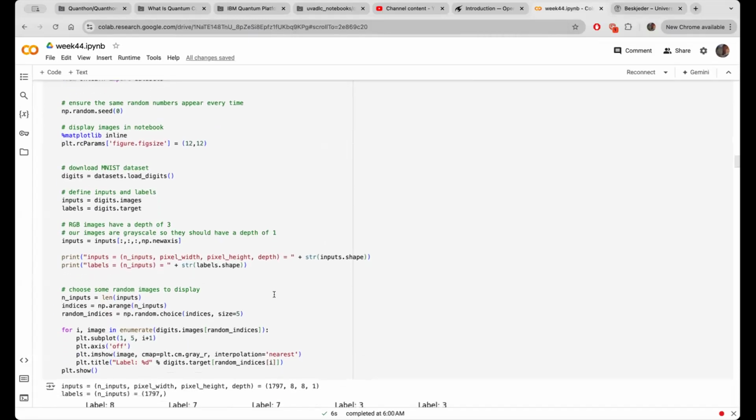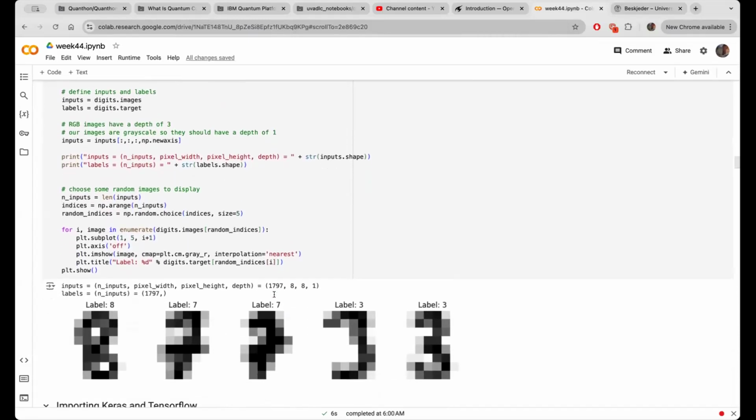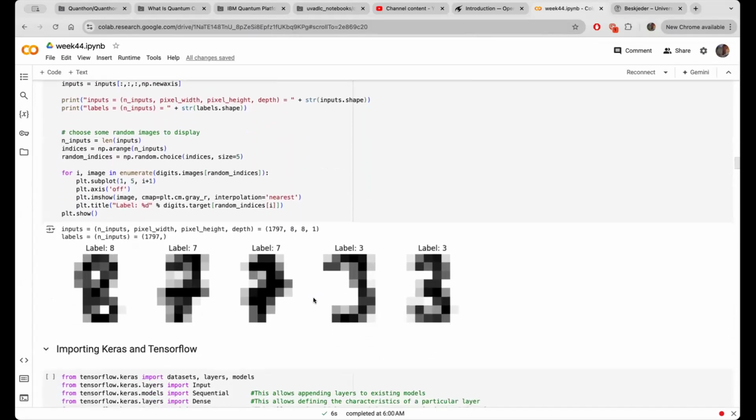And the first thing is just to read in the data set as we did last week. So this is just a printout of some of the handwritten numbers. This is a very low resolution, it's an 8 times 8.